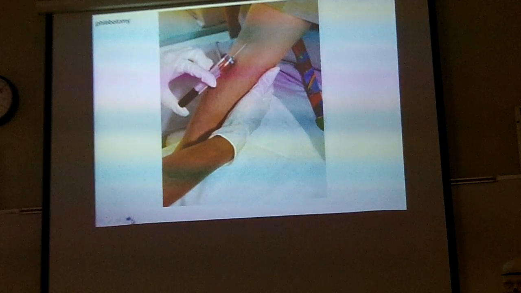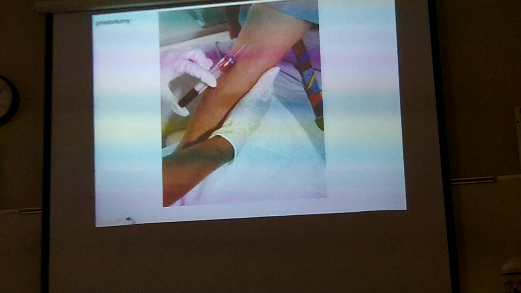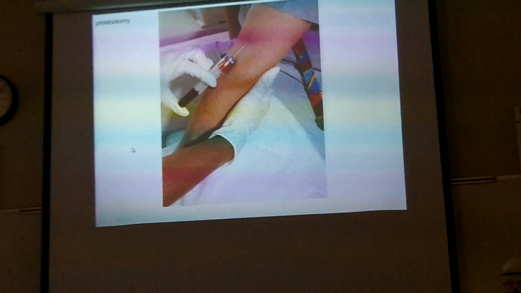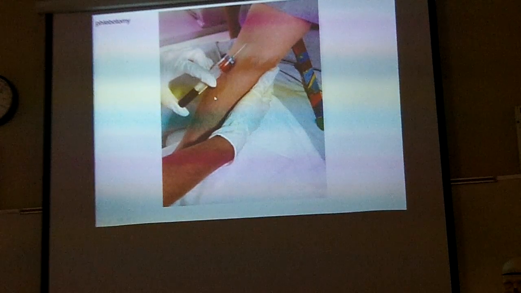Phlebotomy. Incision or puncture of a vein to withdraw blood. A phlebotomist is a person that comes around and withdraws blood.